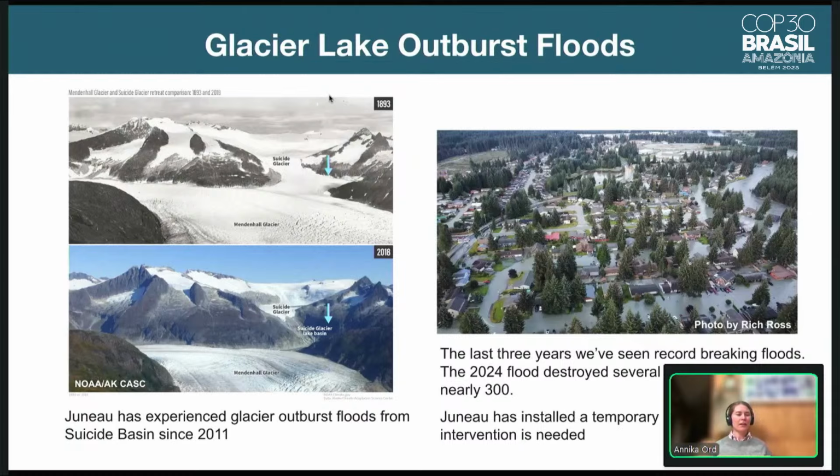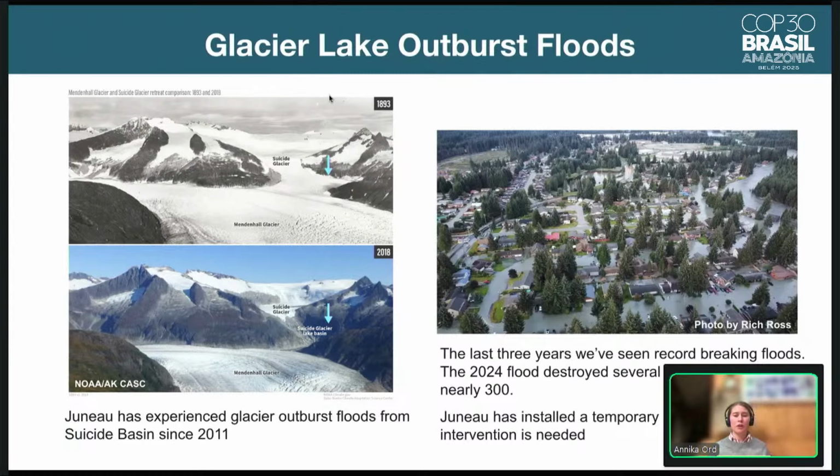We've been seeing these outburst floods since 2011. They pass through the Mendenhall Lake into the Mendenhall River and have been flooding downstream areas. This was pretty manageable up until 2023, when we started to see these record-breaking, unprecedented floods. Every year they've been getting bigger for the last 3 years. In 2024, we saw a flood that destroyed several homes and damaged nearly 300 homes. You can see a photo of those floods in the top right here.